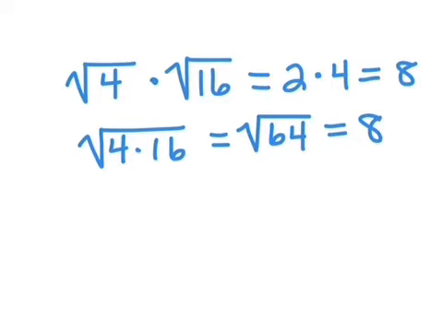Take a look at these two expressions, and let's compare the following pair of products. First, we have the square root of 4 times the square root of 16 equaling 2 times 4, which equals 8. Now look at the next line here. Here we have the square root of 4 times 16, which equals the square root of 64, because 4 times 16 is 64. The square root of 64 is 8. What does this suggest to you?